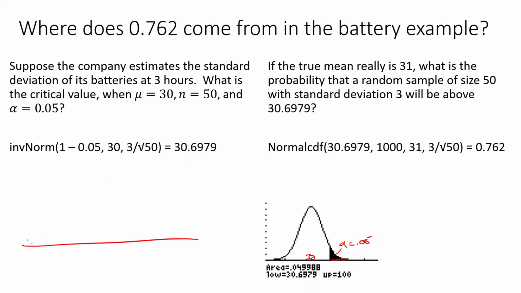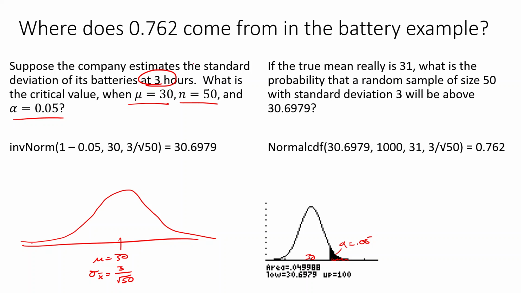So what we do is we say, okay, here's our normal curve with a mean of 30. It's a sampling distribution, so the standard deviation would be 3 divided by the square root of 50. So there's the sample mean, the sample size, alpha, and our standard deviation. The company knows this. This is sigma, the population standard deviation.